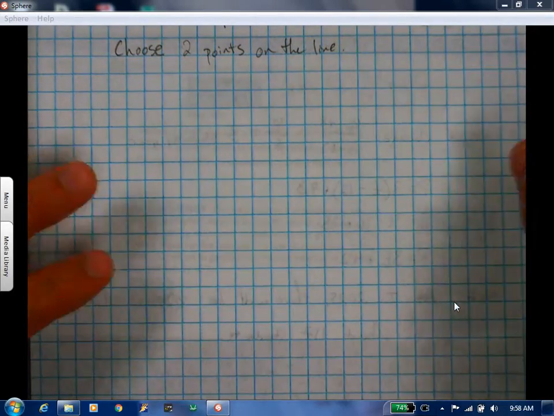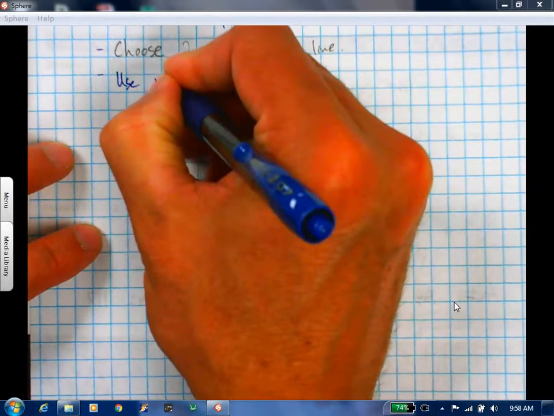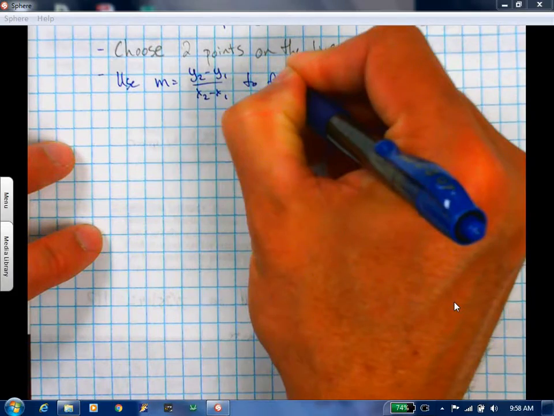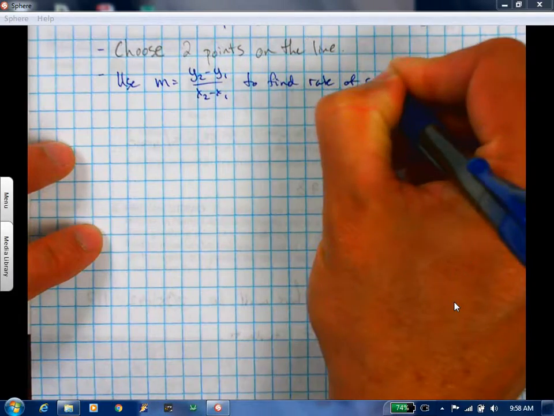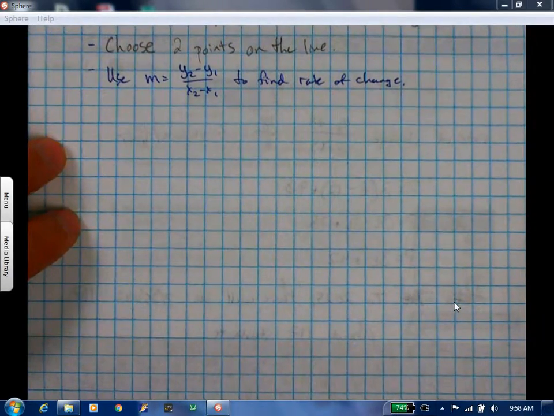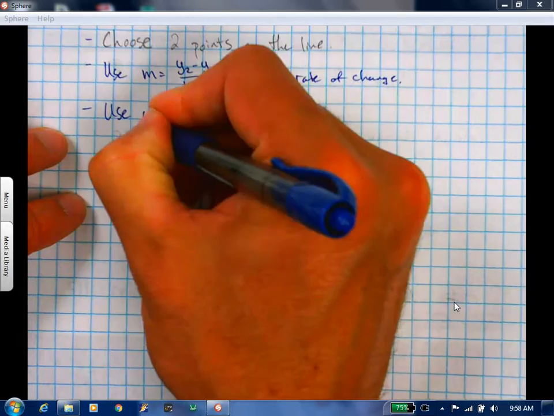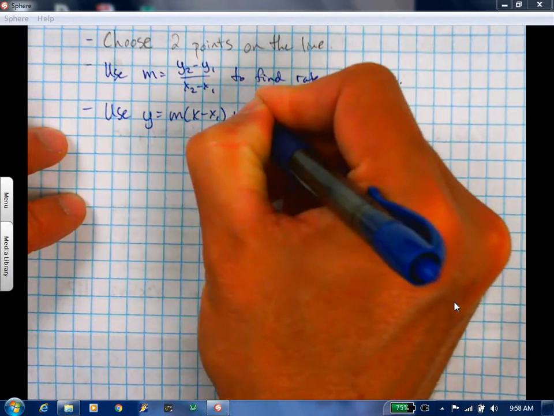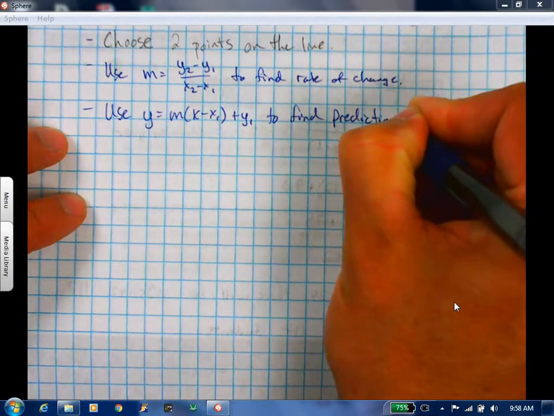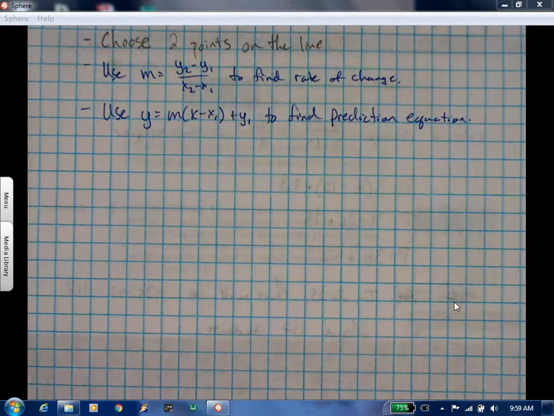Write in blue so you can see it. So once we have the 2 points, we're going to use the slope formula to find our rate of change. So choose 2 points on the line, use the slope formula, find the rate of change. And then we're going to use point slope form to find the prediction equation. So if you still needed some practice with that point slope form, here it is.